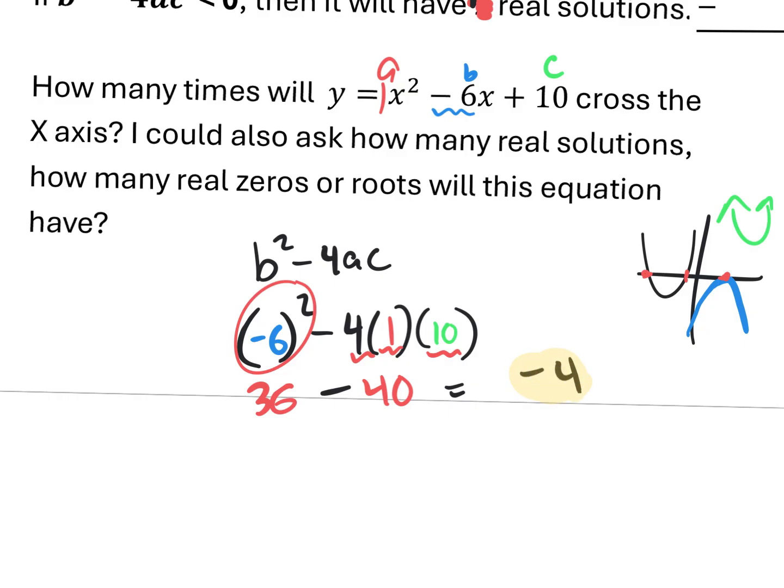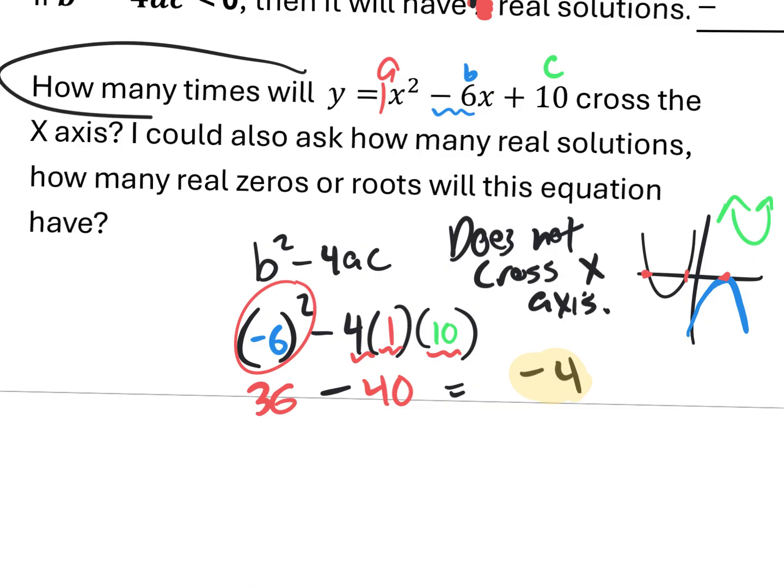So how many times will this parabola cross the x-axis? 0. That's exactly right. Because if you were trying to find the answer, this would be inside your root, and the square root of a negative is imaginary. If you have imaginary answers, that means you don't have any real answers, which means you don't have any real x-intercepts. So it does not cross the x-axis. There are no x-intercepts. I guess it says how many times. You would say 0 times.